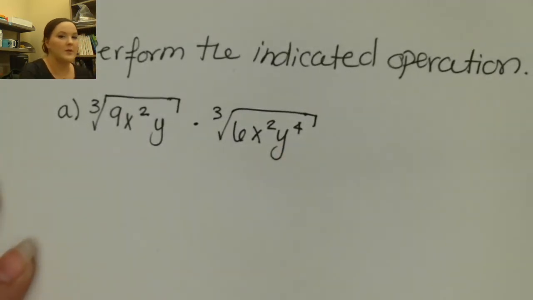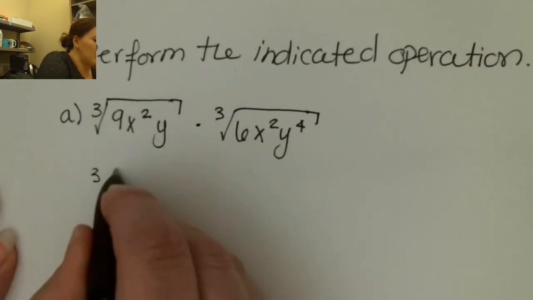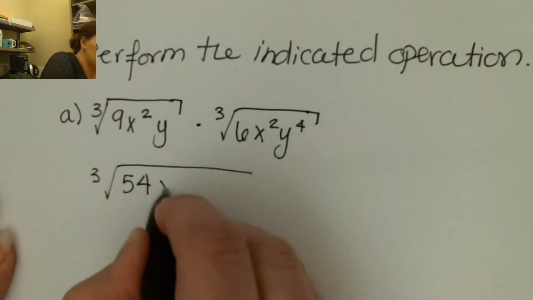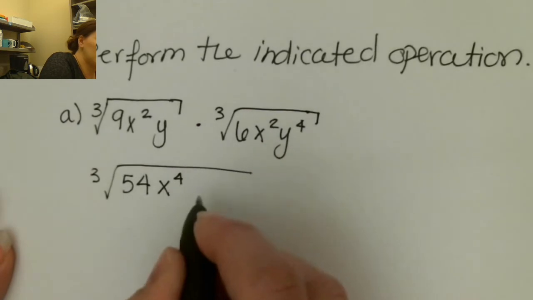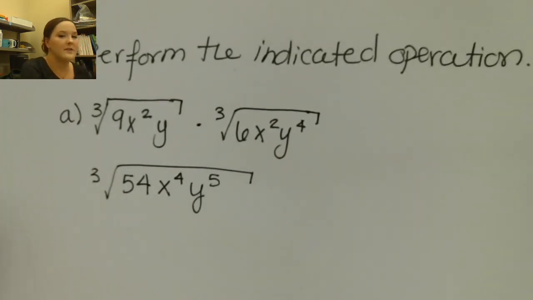Okay, so we're going to multiply these by multiplying the radicands together. So 9 times 6 is 54. X squared times x squared is x to the 4th. Y times y to the 4th is y to the 5th. Okay, so that's the step that is actually the multiplication. You just multiply the two radicands together.